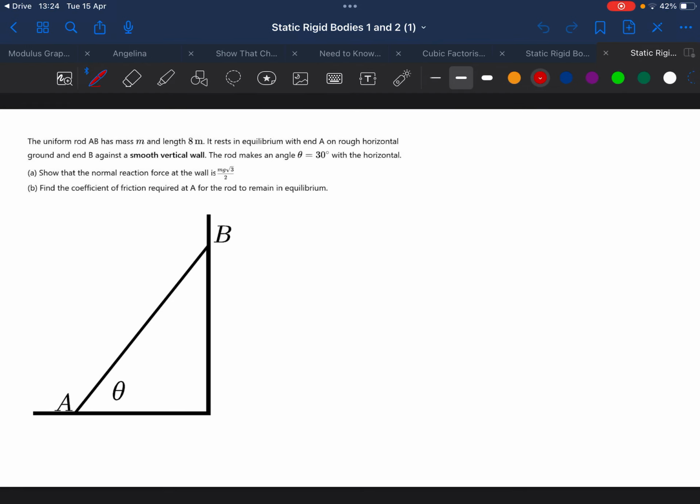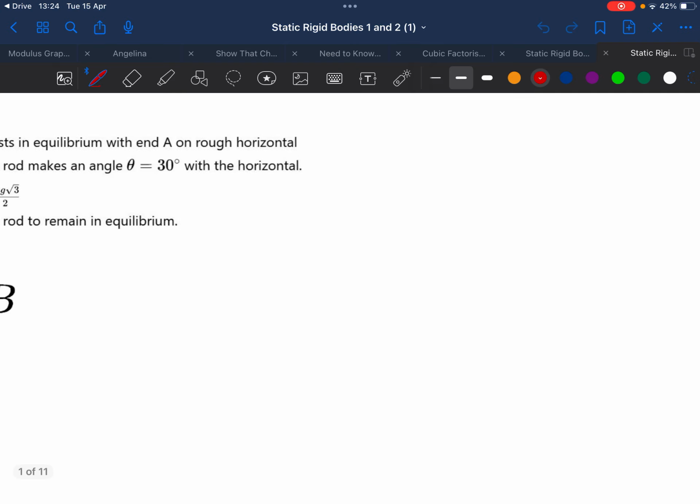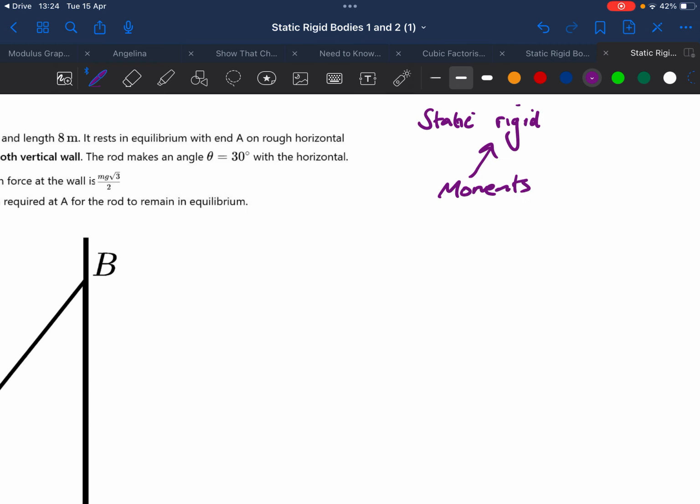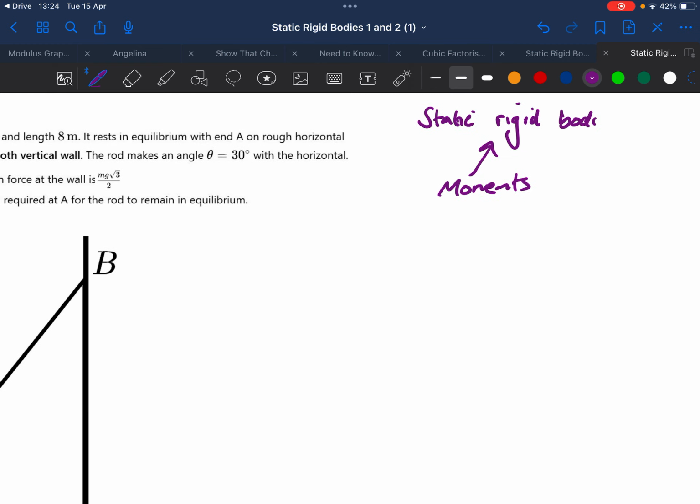Okay, so for our mechanics question today, we are going to handle some static rigid bodies. Static meaning that they're not moving, so we're going to see the word equilibrium pop up. Rigid, so this is about things like beams, rods, ladders. This is things that don't bend. But for you, what this really means is that there are going to be moments involved. Okay. And bodies just means the objects themselves.